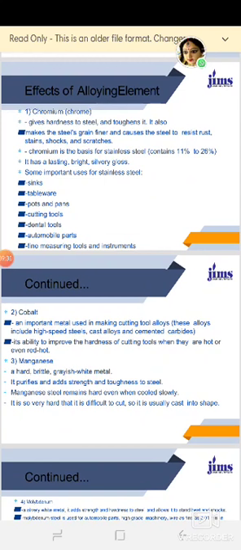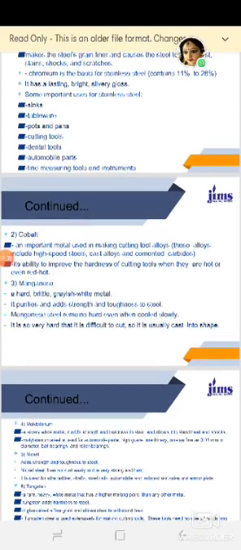Next is cobalt. Cobalt is an important metal used in making cutting tool alloy. This alloy includes high speed steel, cast alloy and cemented carbide. It has the ability to improve the hardness of cutting tools when they are hot or even red hot.